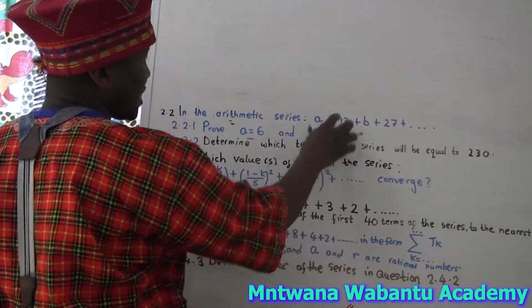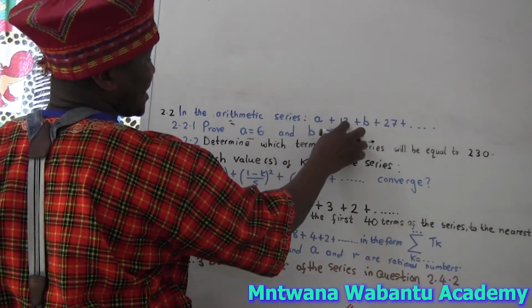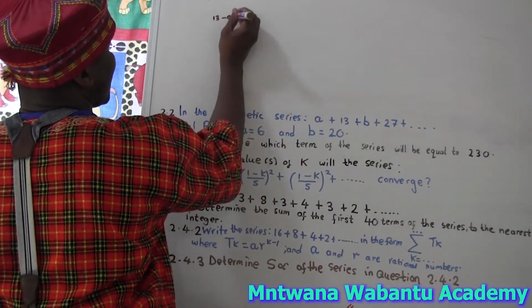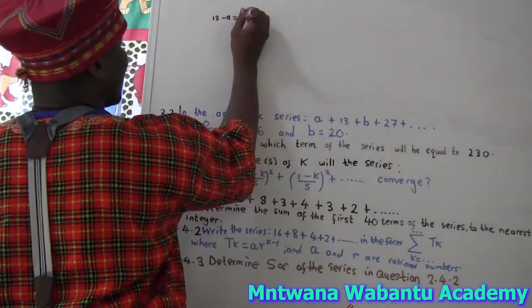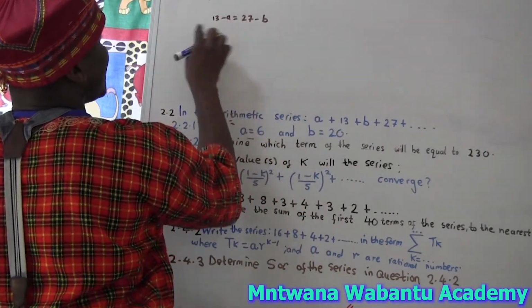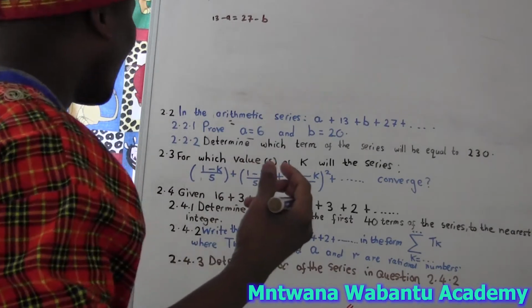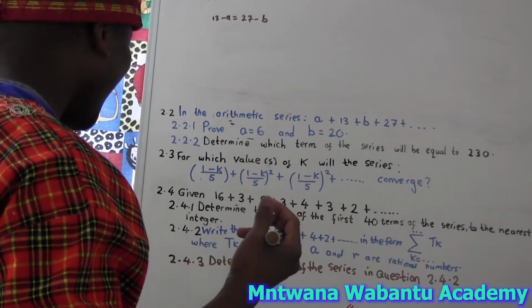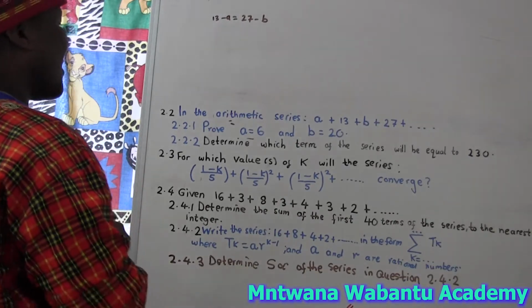So it's arithmetic. And if I take this amount of this, it must be equal to this amount of that. Okay, cool. Now let's go. So since it's arithmetic, I'll say 13 minus A, because we know to get the common difference, it must be equal to 27 minus B. Okay, now this. How did it say here?